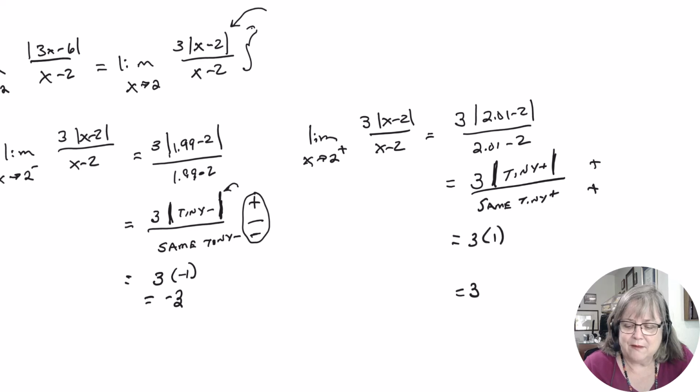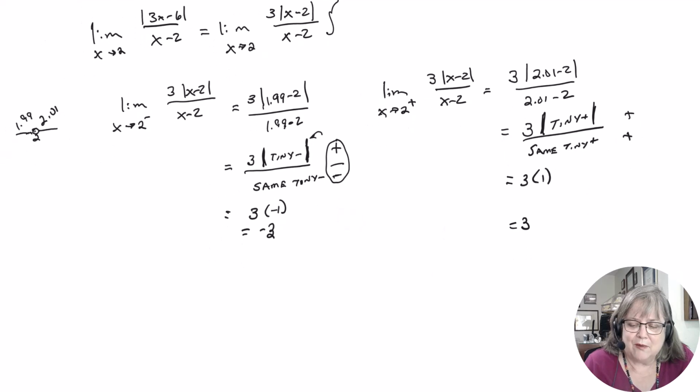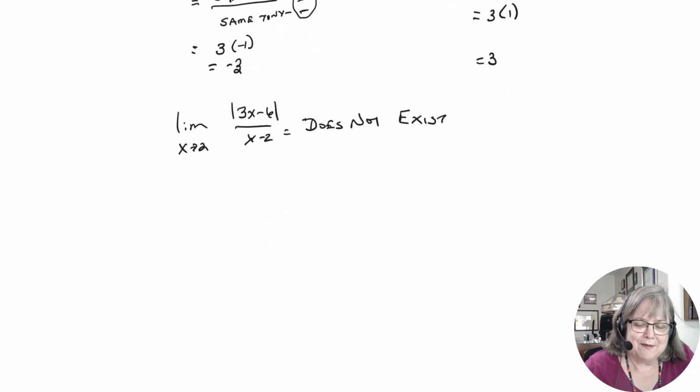So this is 3. So then you would say, well, okay, I've looked at both sides. One side's equal to negative 3, the other side's equal to 3. So the limit as x approaches 2 of 3x minus 6 over x minus 2 does not exist because the two sides don't match. If they had asked you for one side, you could quote one side versus another, but this is two-sided. Okay, now let's do another one.